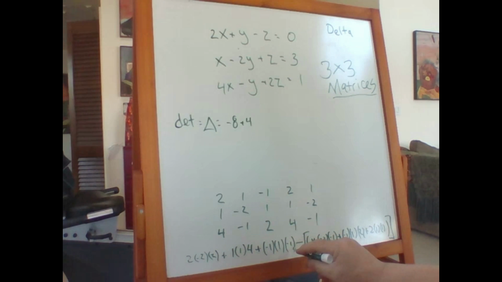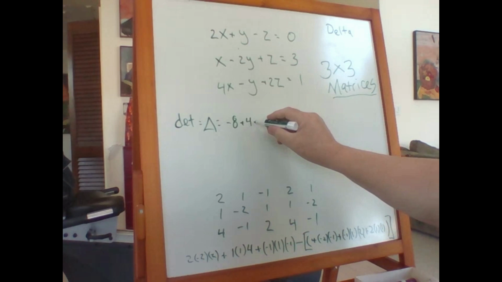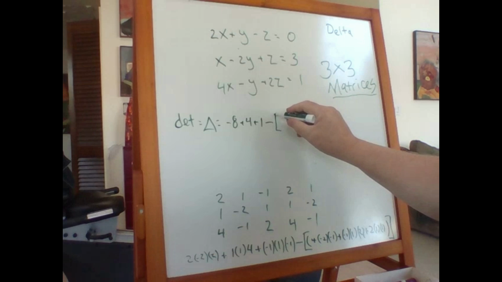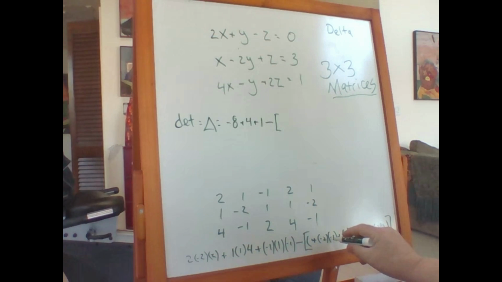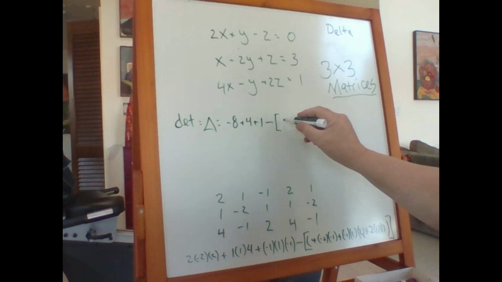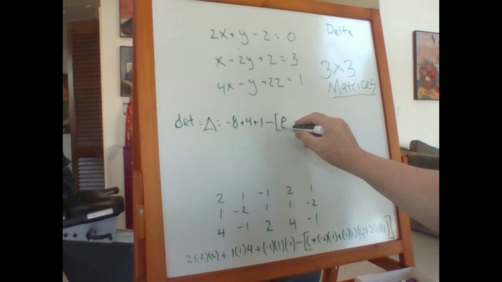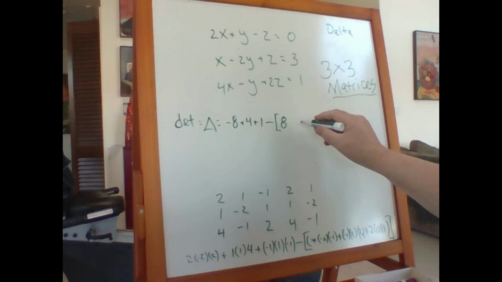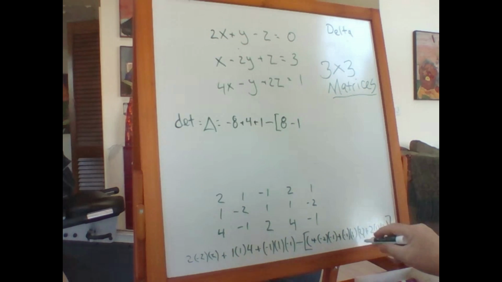Negative 1 times negative 1 is 1 times 1, so we got positive 1. Now we have minus 2 minus 1 times minus 4, so that's 8. And we have minus 1. And we have, what did I write there? I'm sorry.